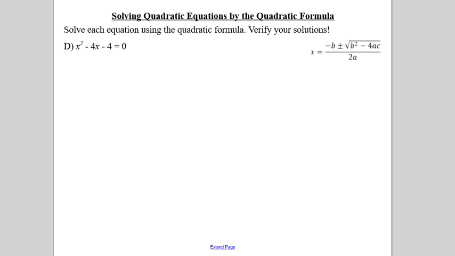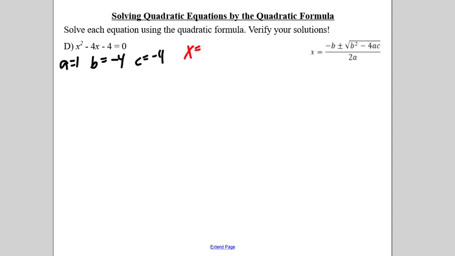All right, so with D, if you tried to factor this, you wouldn't be able to factor it easily. So that's where the quadratic formula becomes important when we get non-integer solutions. So we already have it in general form. So we know that A equals 1, B equals -4, and C equals -4. So I'm going to substitute in the parts I have.